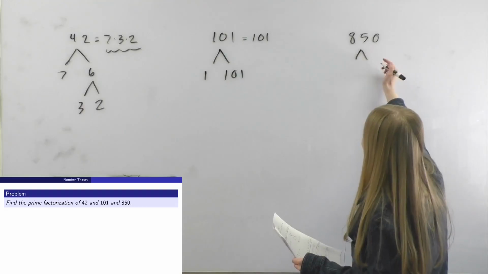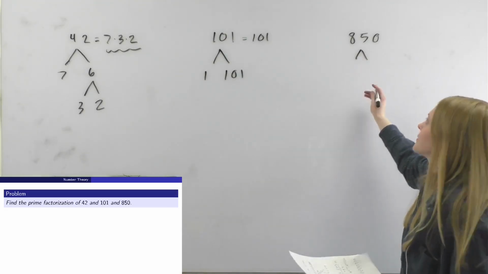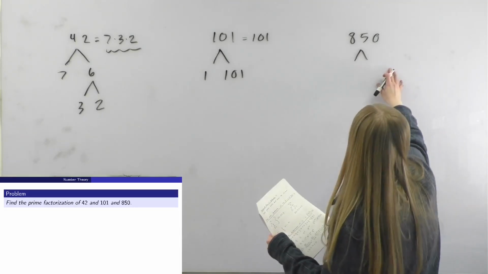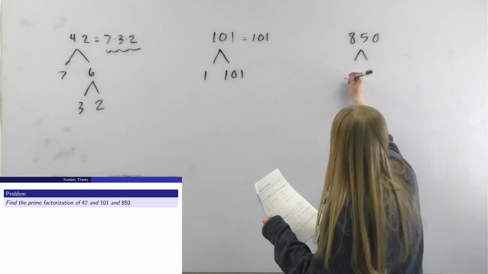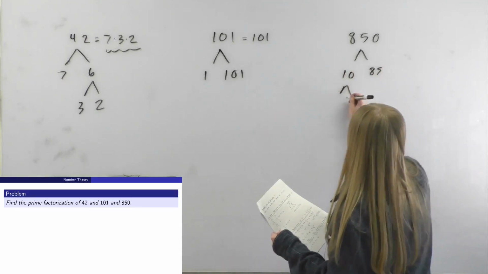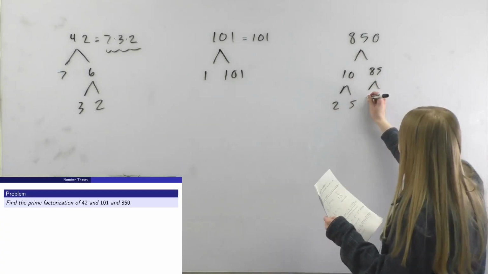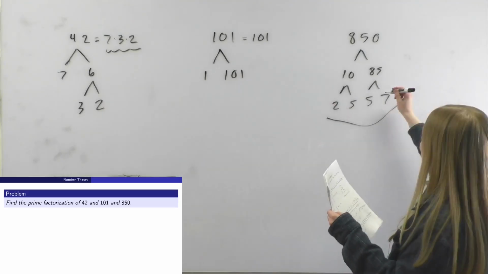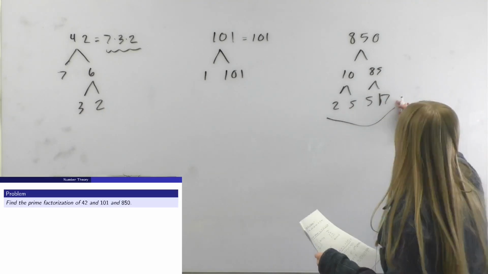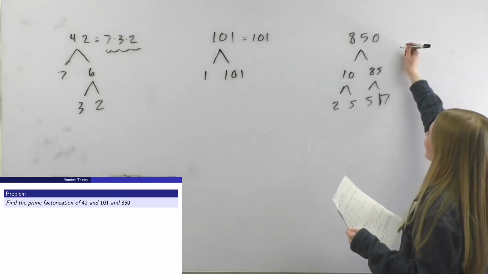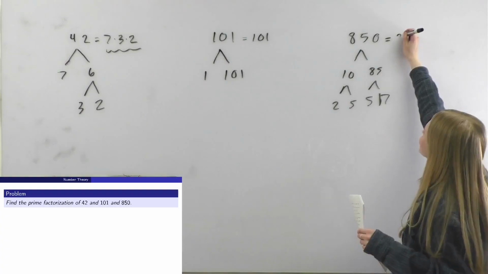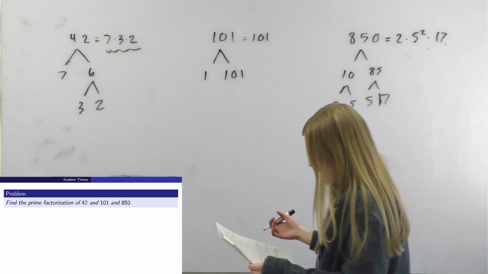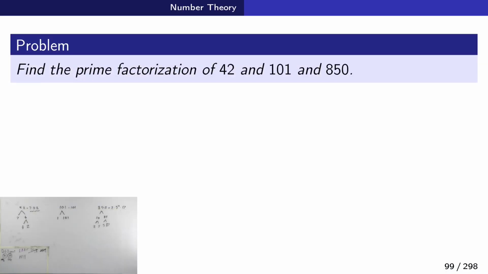Okay. Is 850 prime? No, we just proved all those divisibility rules. So we know it's divisible by at least 2, 5, and 10. So we do 10 and 85, right? This can be 2 and 5. 85 breaks into 5 and 17, yep. We've been at it for a while. Okay. All right, so 850 is equal to 2 times 5 squared times 17. Okay, cool. Go to the next one.